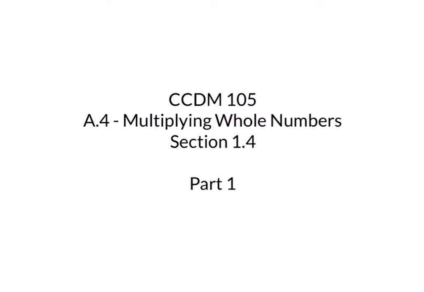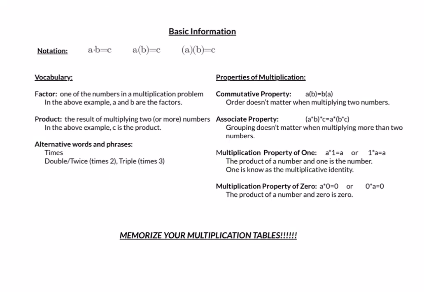Alright, so we're halfway done with our operations. The next one that we're going to look at is multiplying whole numbers. This comes from section 1.4 of the textbook. Okay, so let's start with some basic information. The first thing we want is our notations.